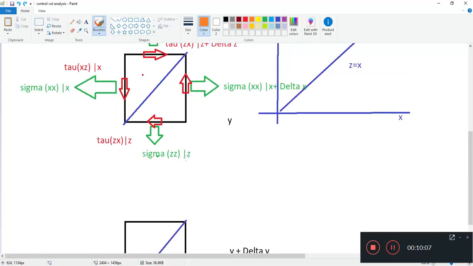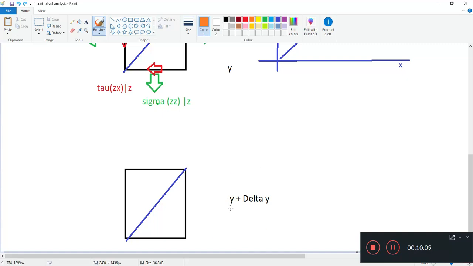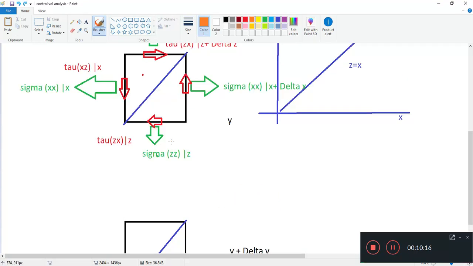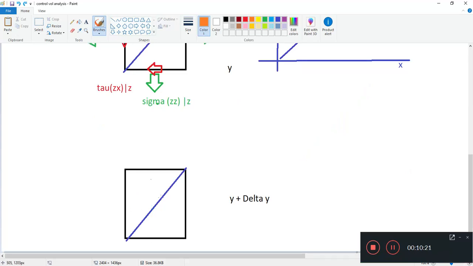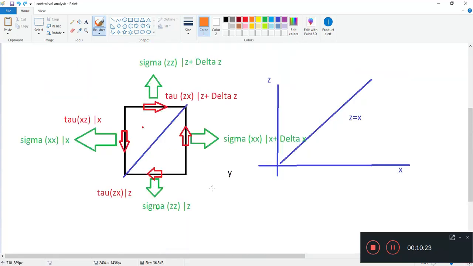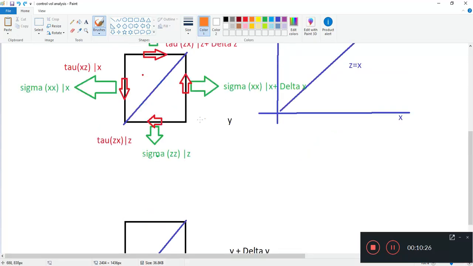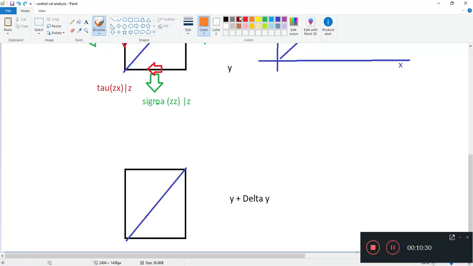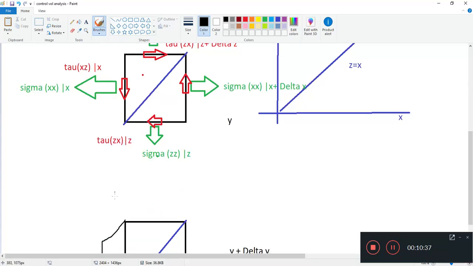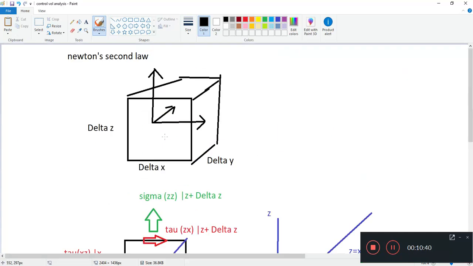Now, let's consider the y plus delta y. At the y plus delta y, and we find that the same stresses are acting on this. Because, you see, when we are talking about these planes, this flat line here is actually this plane here. Can you see?